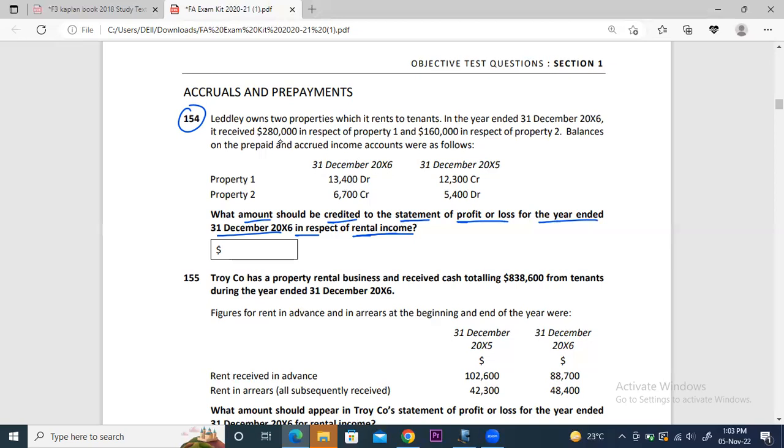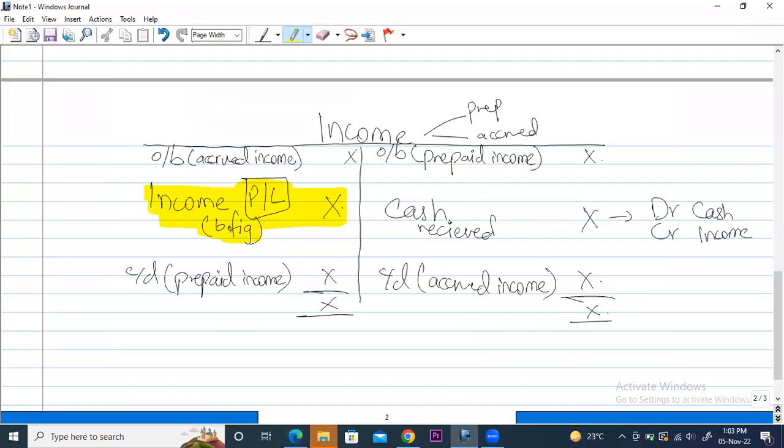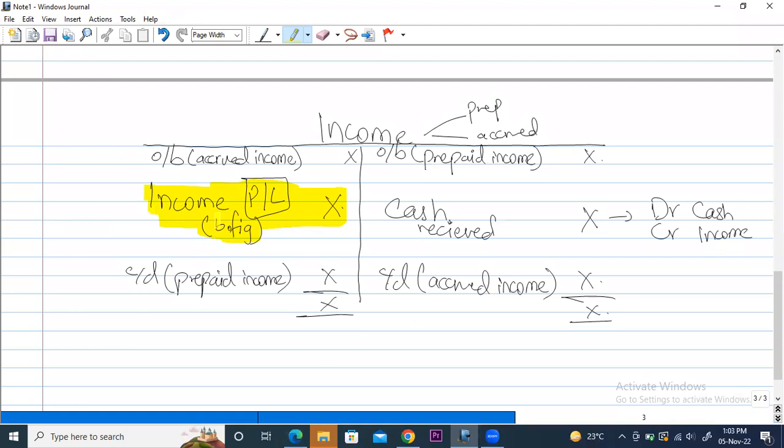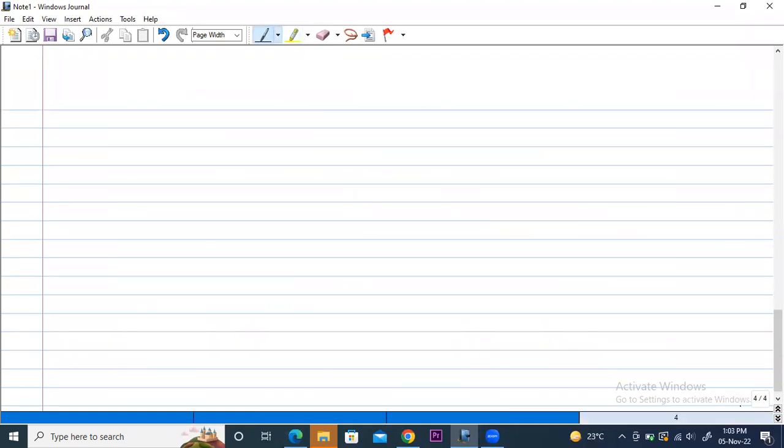Again, what it's asking is what income would be credited in the profit or loss. So basically, it's asking this highlighted figure, the profit or loss income. Now, I'll make a separate T account for this question. So this is income.